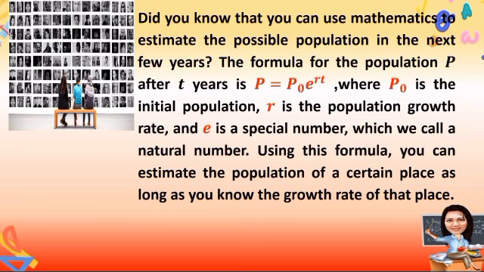The formula for the population P after T years is P equals P sub 0 e raised to rate times time. Using this formula, you can estimate the population of a certain place as long as you know the growth rate of that place. So usually, rate is written in decimal form, and since it is in exponential, we express this in rational exponent. So this is where rational exponent comes in.